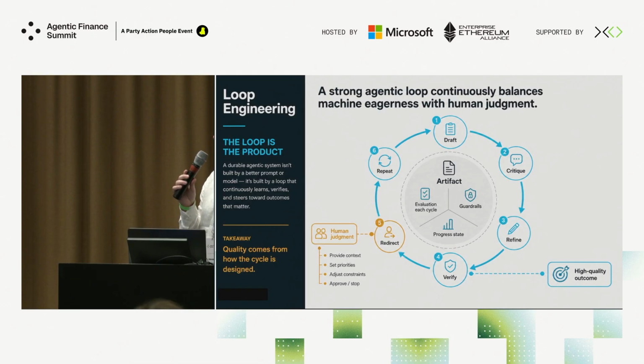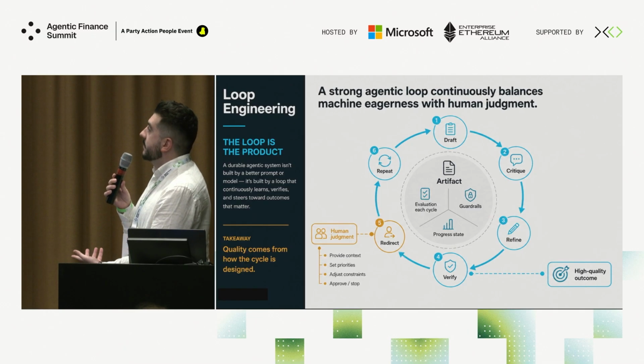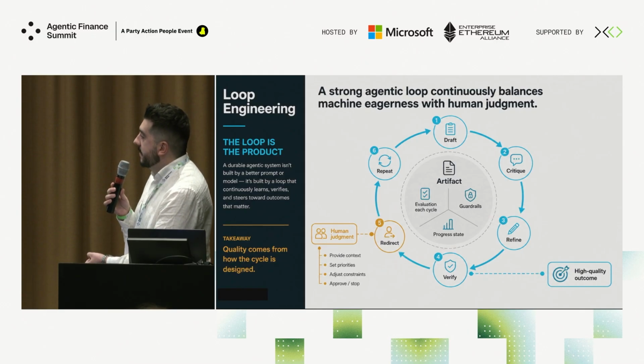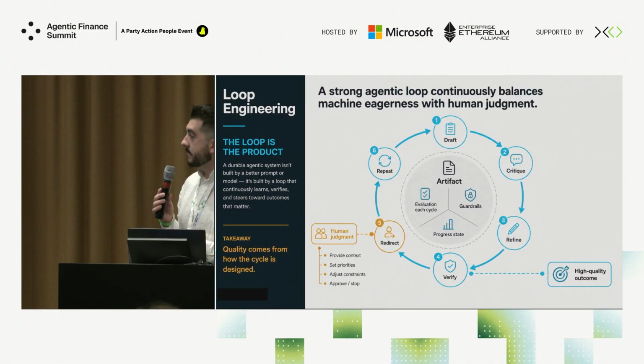This is a more zoomed in version, so you see different steps in a specific loop. Usually knowledge work basically starts with drafting something. Sometimes we edit, critique, refine, we verify, and then we repeat this loop again and again. So this is also a nice zoomed in version of what's going on in one specific loop.